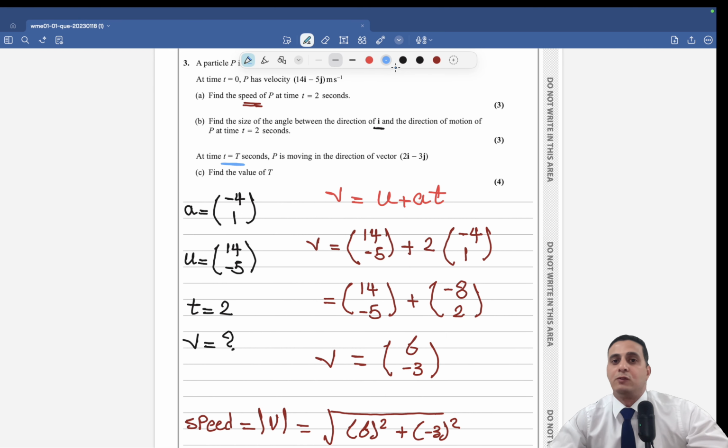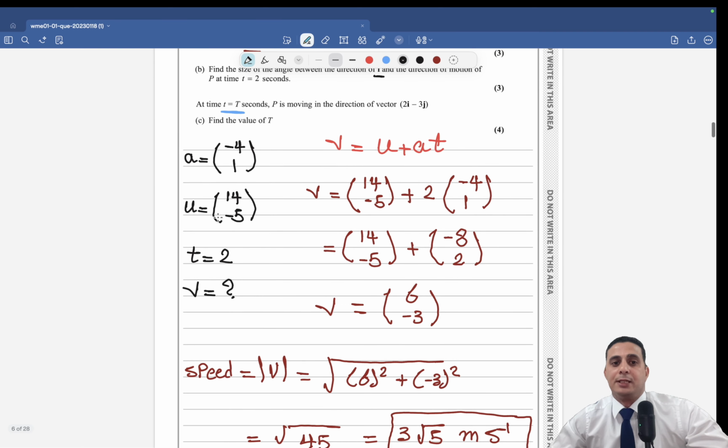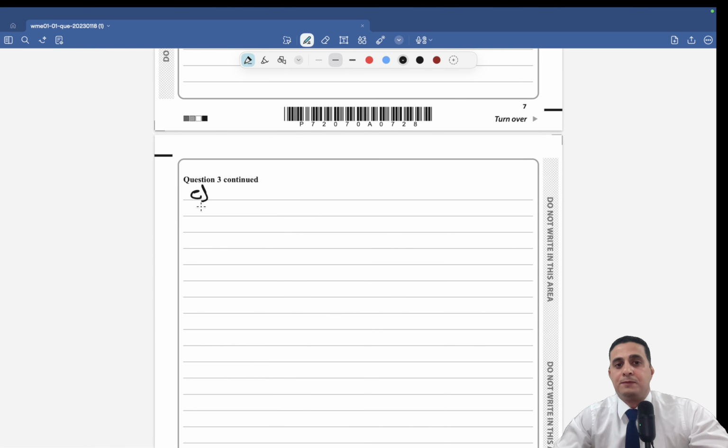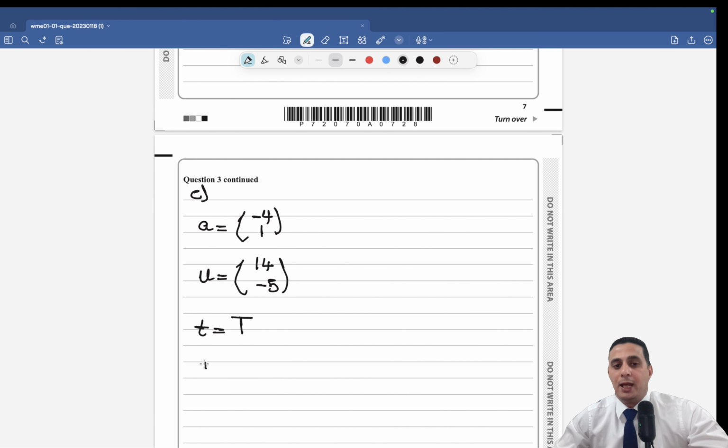So let's apply SUVAT one more time. So we have the acceleration is -4 and 1. Our initial velocity is 14 and -5. And this time, the time is capital T, and I need to find the final velocity.